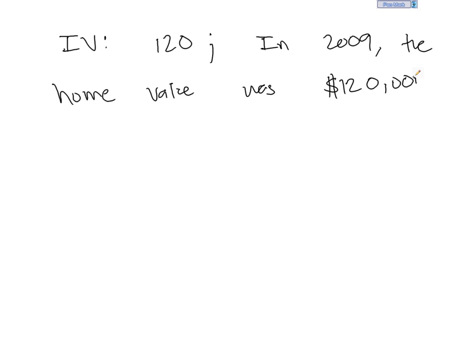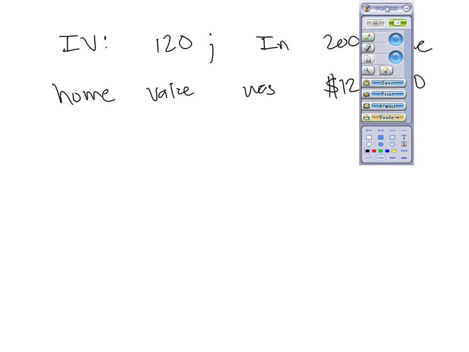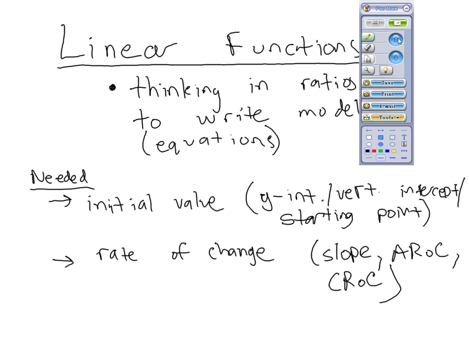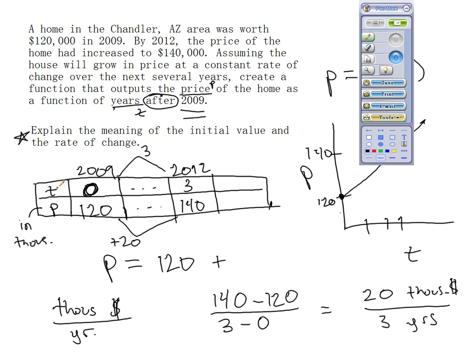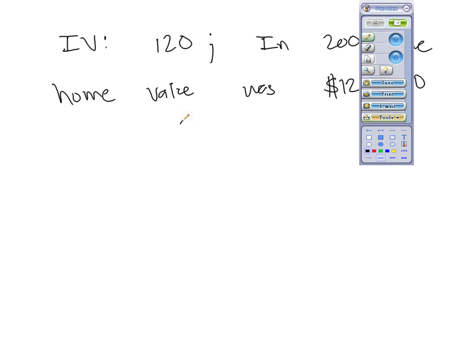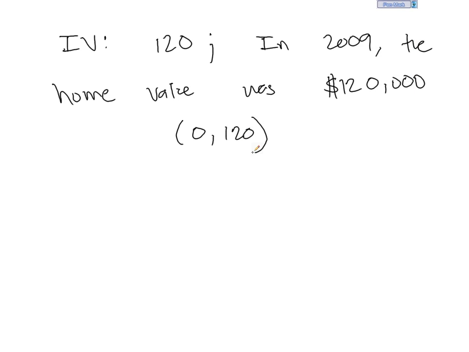$120,000. Now, as an ordered pair, because if we go back to our table, we called 2009 year 0, we would have the ordered pair (0, 120). Now this, of course, anytime you're dealing with an initial value when the input is 0, this is exactly the vertical intercept.